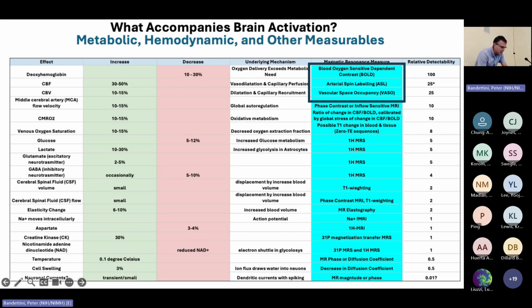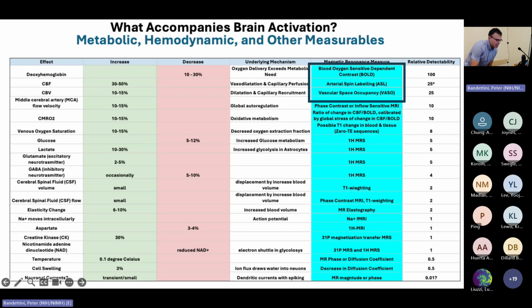People have explored, I skipped one, people have explored looking at brain elasticity. The brain changes its elasticity during activation. And the reason is sort of, it's less interesting than you think. It's basically the vessels become filled, if they're filled with blood volume, they become more rigid. And so that area becomes more rigid with brain activation. All right, so then you have other metabolites, transport shuttles and things like that, aspartate and NAD, creatine kinase.